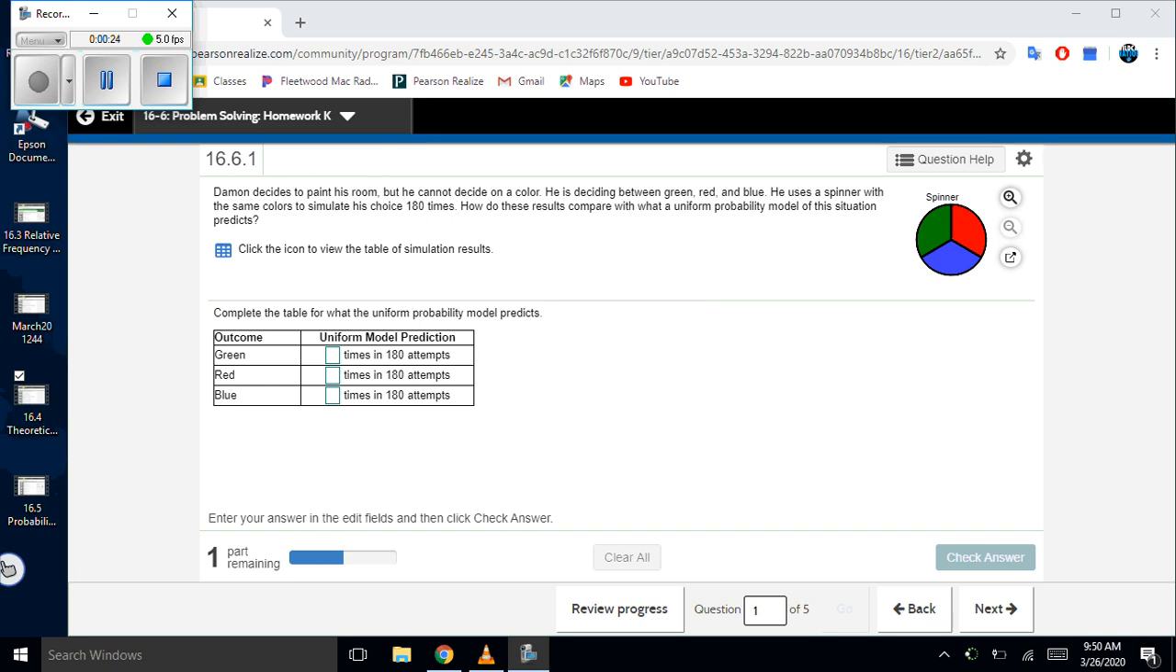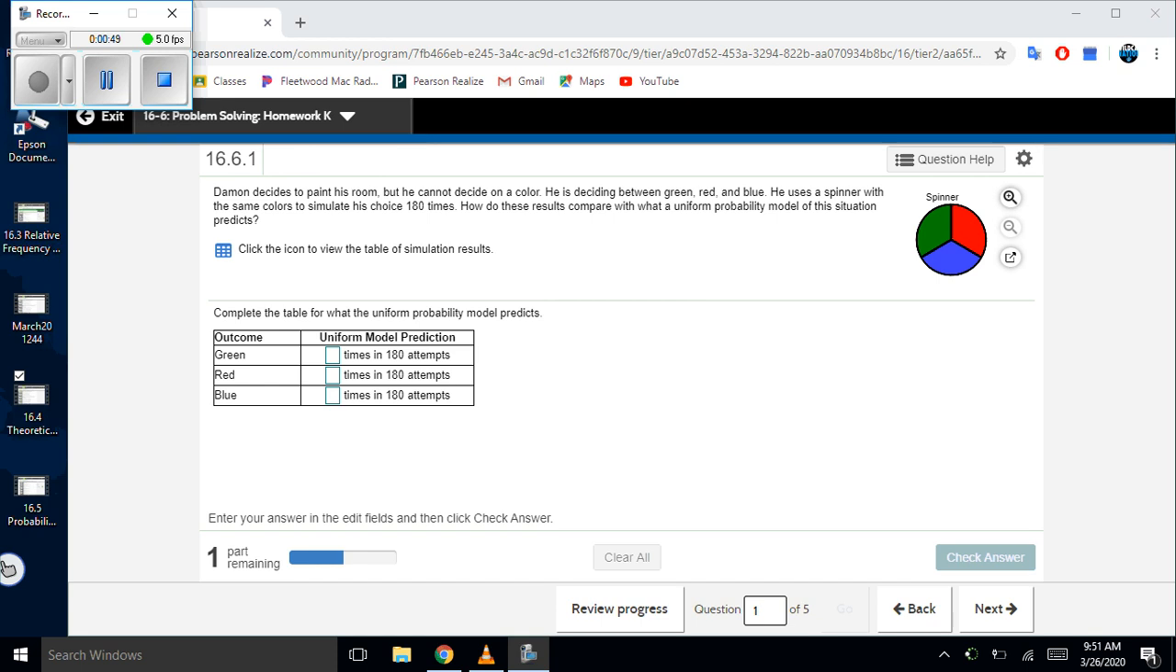So in this particular case, we got Damon who's deciding to paint his room, but he cannot decide upon a color. He's deciding between green, red, and blue. You see a spinner over here, and that spinner basically indicates that he's going to simulate his choice 180 times, right? How do these results compare with what the uniform probability model of this situation predicts?